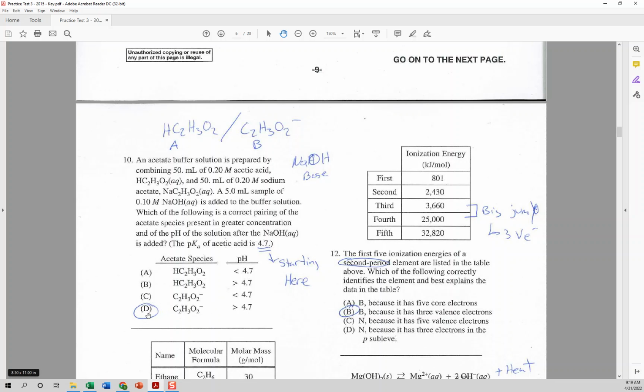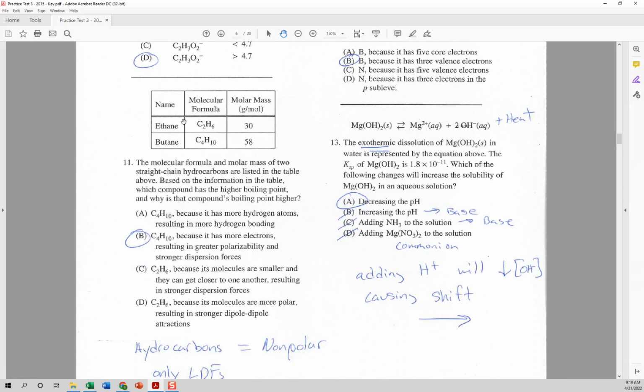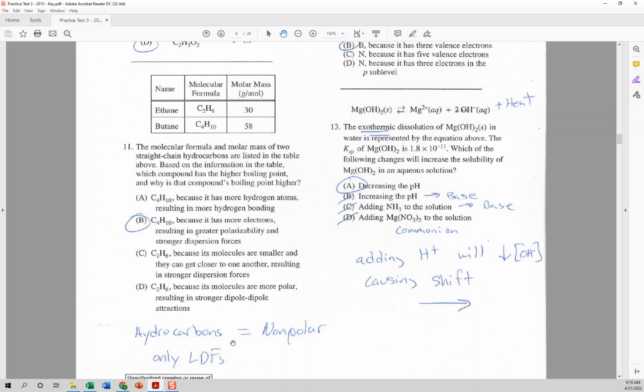Okay. All right, so we have two hydrocarbons, ethane and butane. This is a bigger molecule. And it's asking us which one has the higher boiling point and why. So remember, hydrocarbons are nonpolar, so the only thing they have is London dispersion forces. So the bigger the molecule, the bigger the cloud, the more polarizable it is, the greater the London dispersion. So we know it's either A or B. We're not going to pick C or D because that would be weaker.